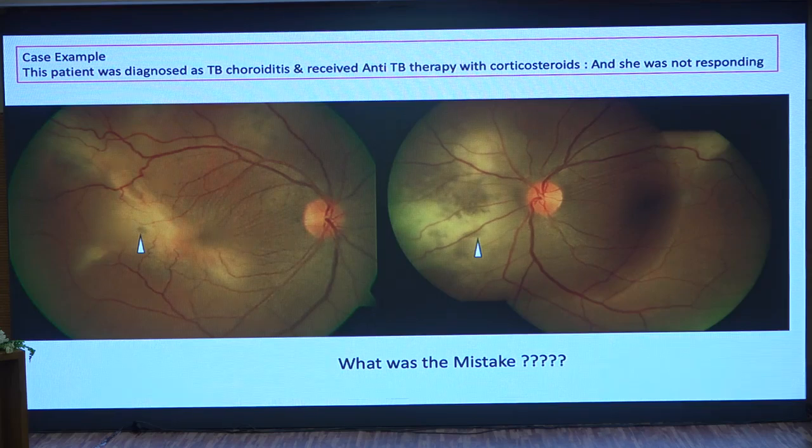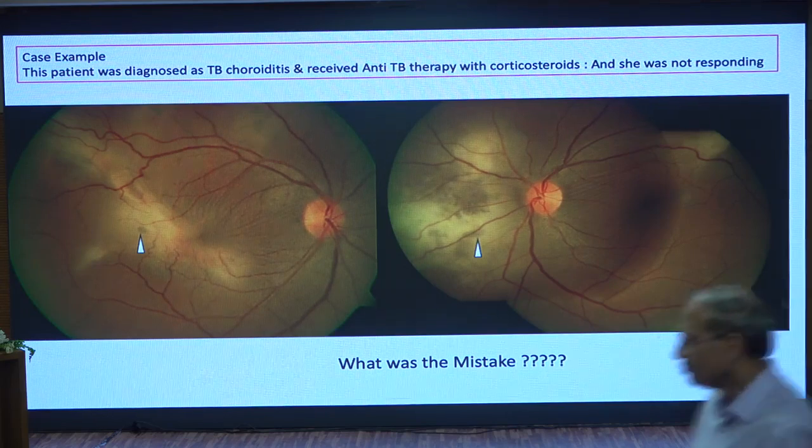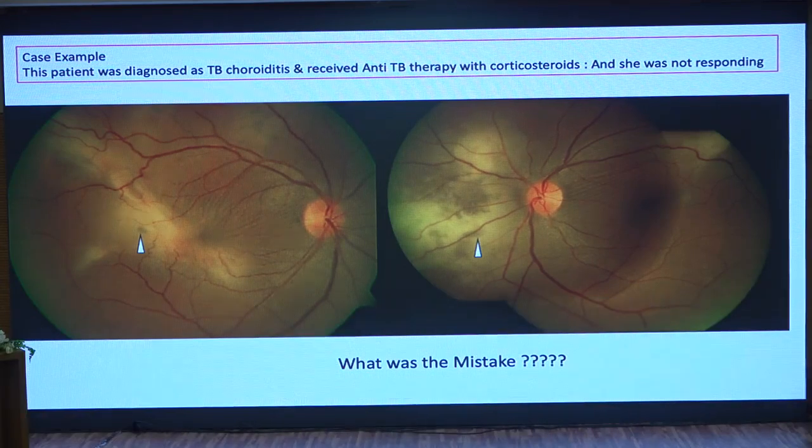Somebody made 2-3 mistakes. The first mistake was labeling it as choroiditis, while to me, even a nursery child should be able to say this is not choroiditis because it doesn't fit into the anatomy. The second mistake was ordering the investigations without realizing that it was not even choroiditis. So they ordered the investigations, TB came positive, and then they started anti-TB treatment. And since they believe that anti-TB has to be combined with steroids, they gave steroids also.